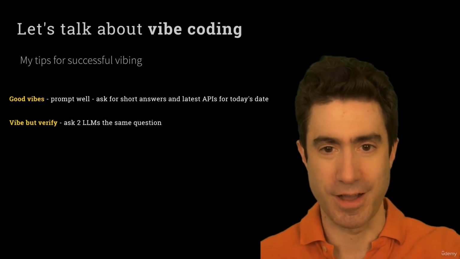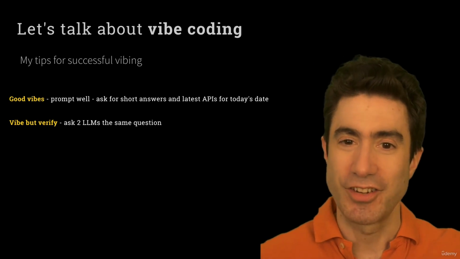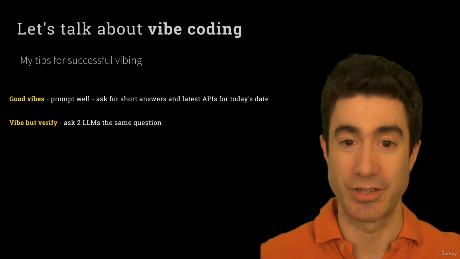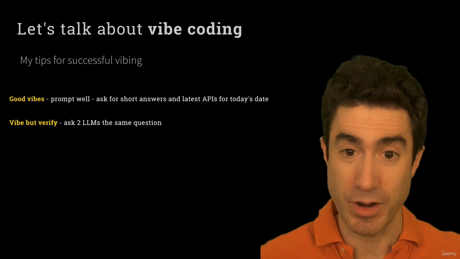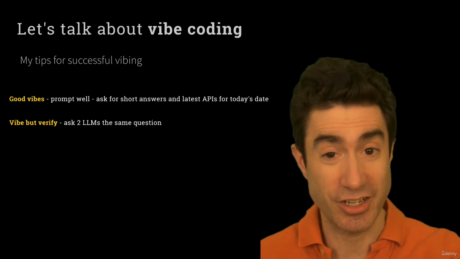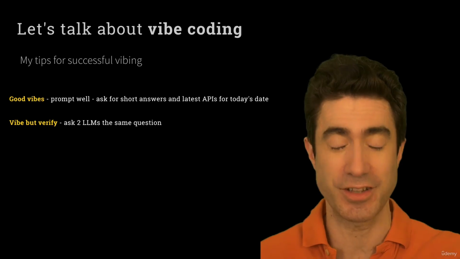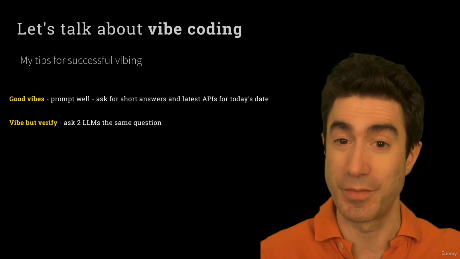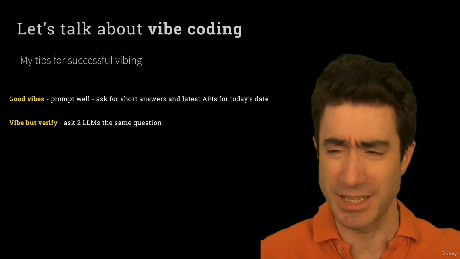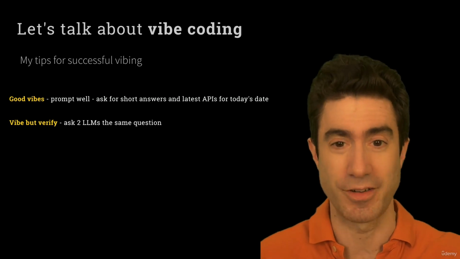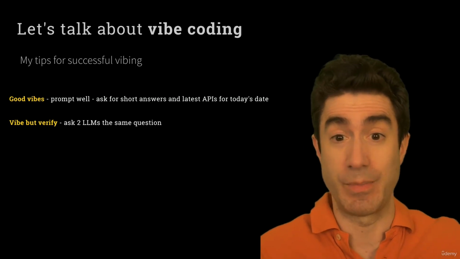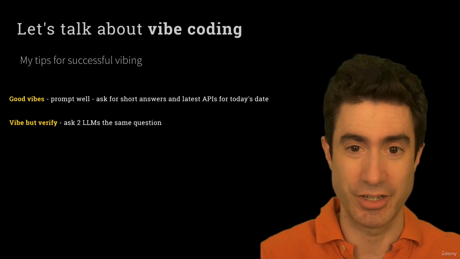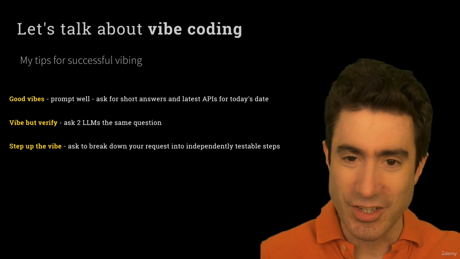Vibe but verify. My second tip. Don't just ask an LLM a question and go with it. Ask a couple of LLMs. I often ask the same question to ChatGPT and to Claude, and I have them both up. I ask the question because I'll learn from both of the answers. Often one of them is too long-winded or is missing the point a bit, and one of them will be spot on. And so asking a couple or maybe even 3, so that you're verifying what answers you're getting, is a really good technique.